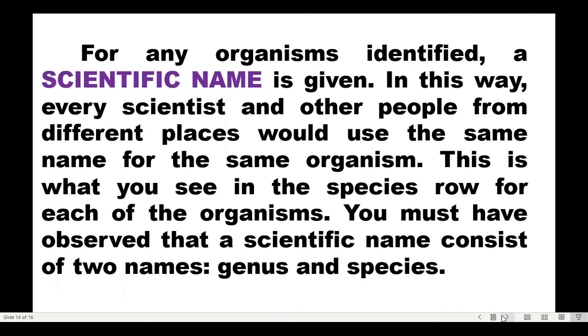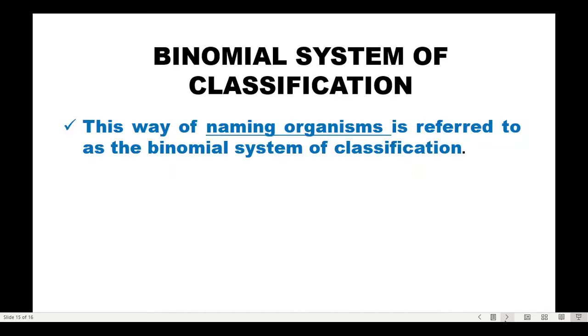For any organisms identified, a scientific name is given. So, nabanggit ko lang kanina. In this way, every scientist and other people from different places would use the same name for the same organism. This is what you see in the species row for each organism. You must have observed that a scientific name consists of two names, the genus and the species. So, yun yung sinabi ko kanina na binubuo ng genus species ang scientific name.